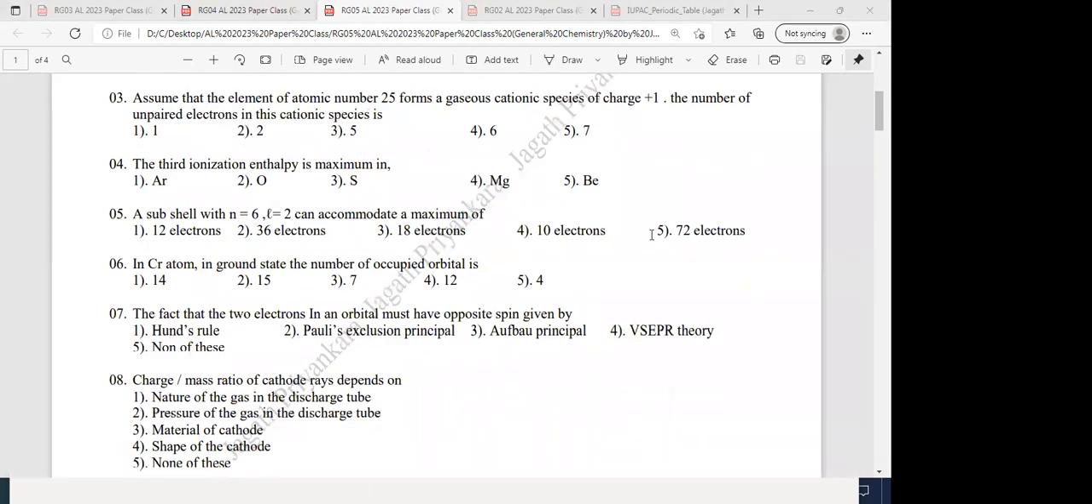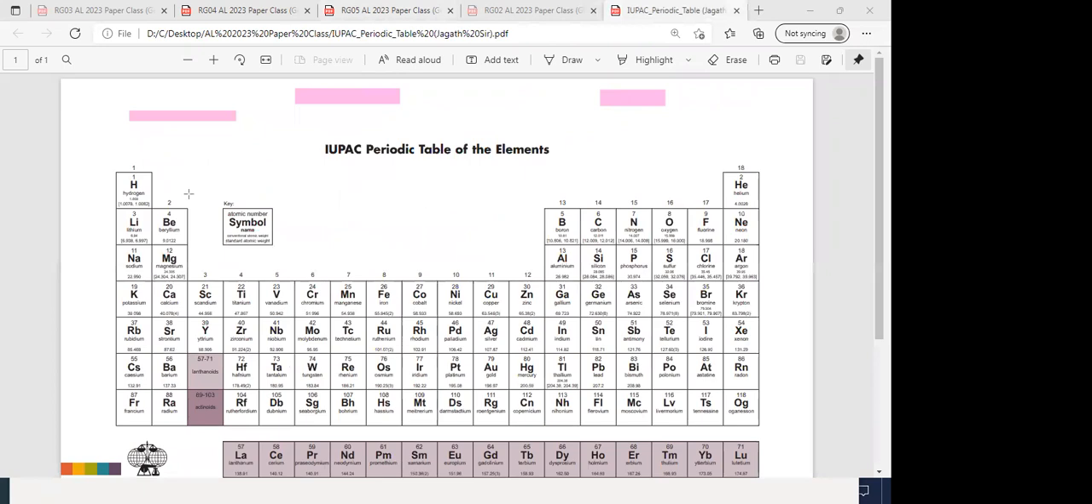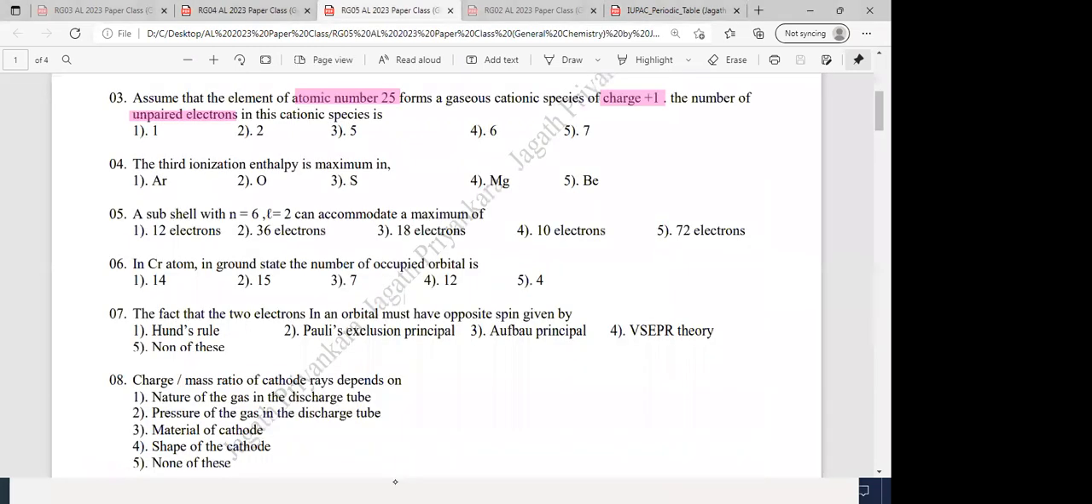Question number 3. What is the answer for this? Atomic number 25 and it forms a +1 charge ion. How many unpaired electrons are in this? What is atomic number 25? If you look at the IUPAC periodic table, atomic number 25 is manganese. The configuration is d5 s2. Look at the screen. d5 s2.